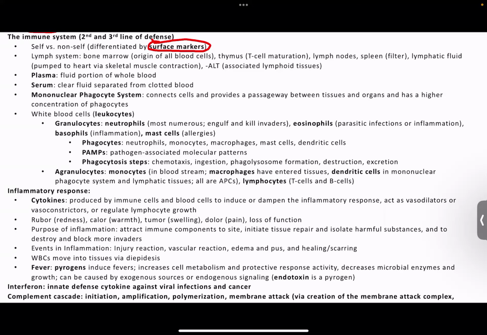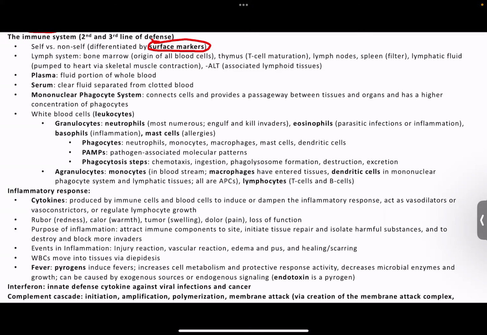And so if that's the case, literally every nucleated cell in your body has MHC1 on its surface. It's just a surface marker that every nucleated cell in your body has. Some examples of non-nucleated cells would be your red blood cells or your platelets. They don't have nuclei. But every other cell in your body has MHC1 on it.